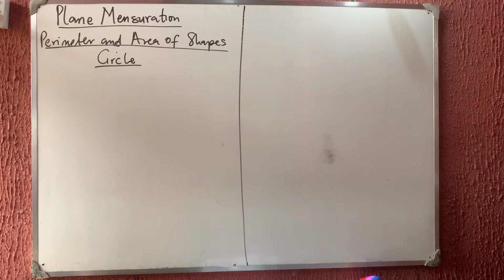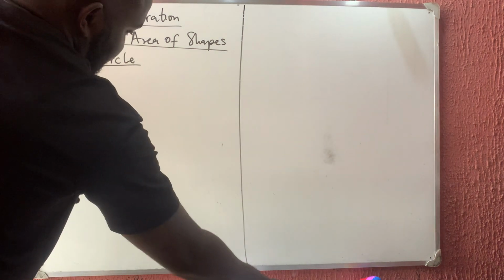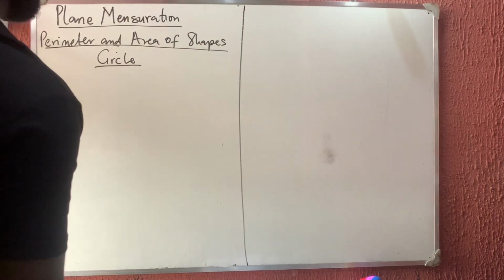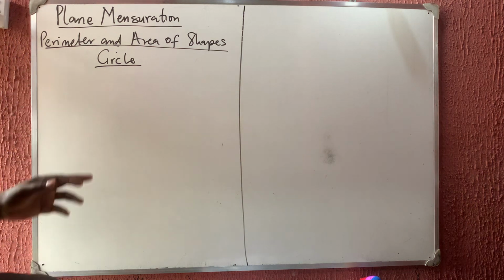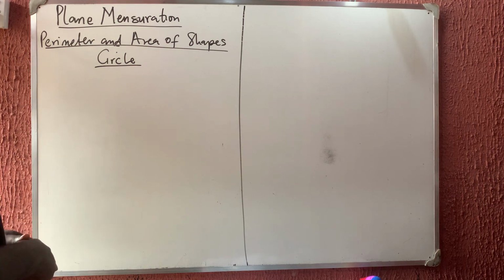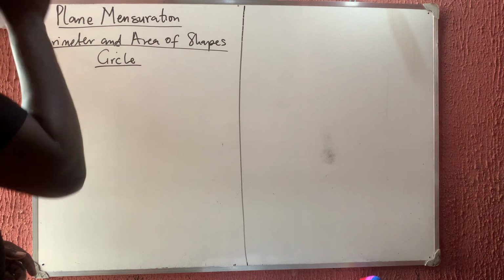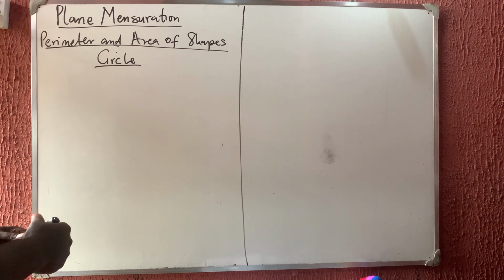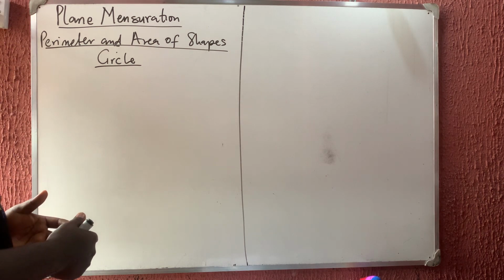In this video, we'll be talking about plane mensuration, perimeter and area of shapes. In this particular video, we'll be talking about a circle, the perimeter of a circle, and then the area of a circle. Now, before that, you need to know the definition of a circle. If you're asked to define a circle, what would you say?